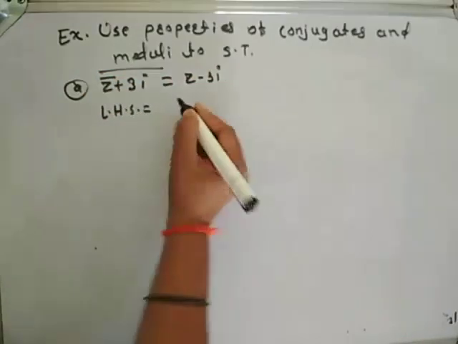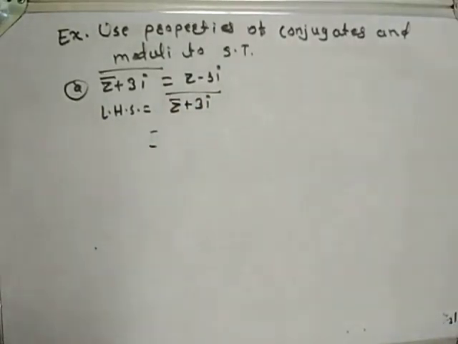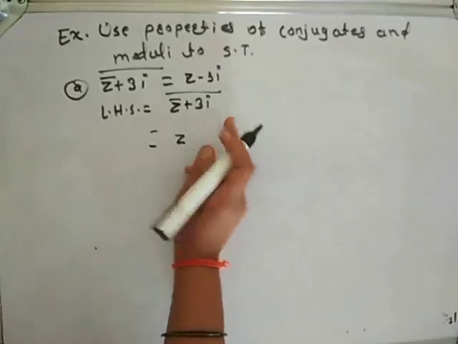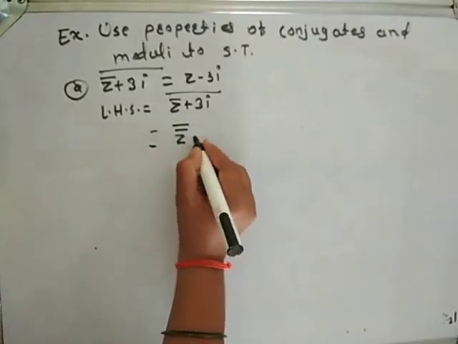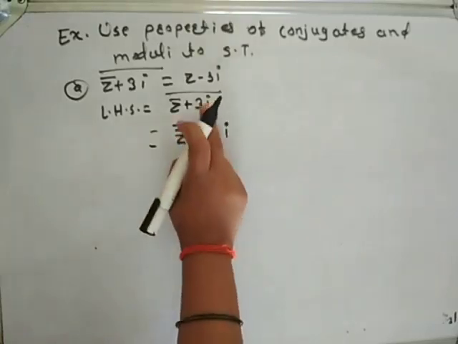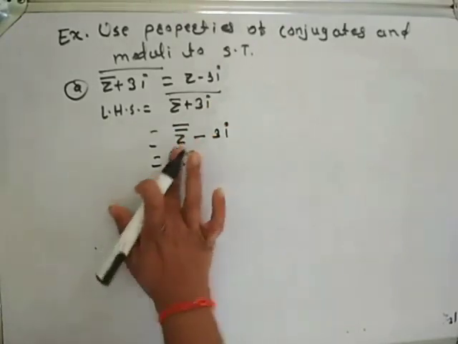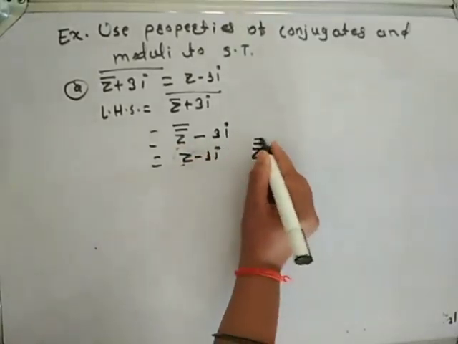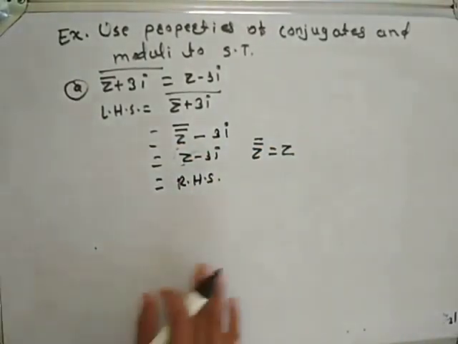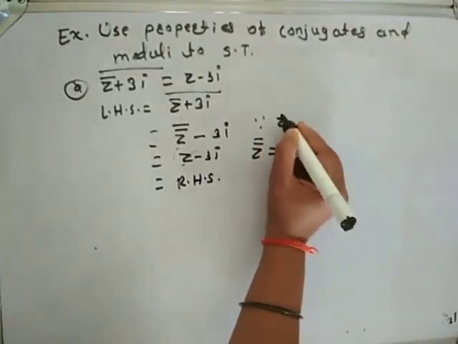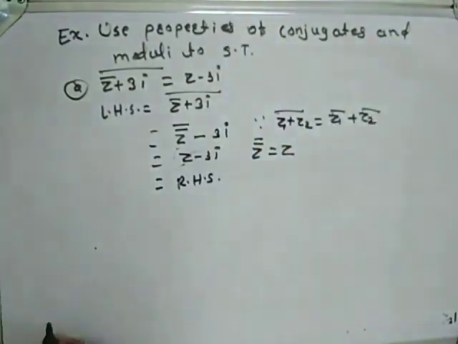Here LHS is equal to modulus of z bar plus 3i bar, which, using properties of conjugates and moduli, can be written as modulus of z double bar minus 3i. 3i bar is minus 3i, so this is modulus of z minus 3i, because z double bar is equal to z, which is equal to RHS. Hence, we have proved what we wanted to prove. But here we can give a reason: z1 plus z2 bar is equal to z1 bar plus z2 bar. Okay.